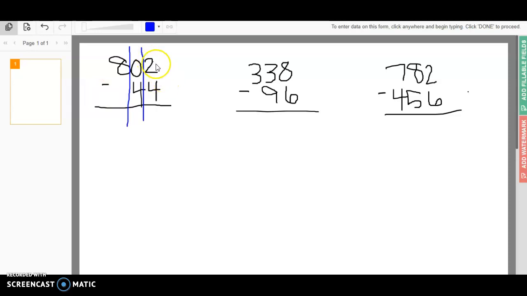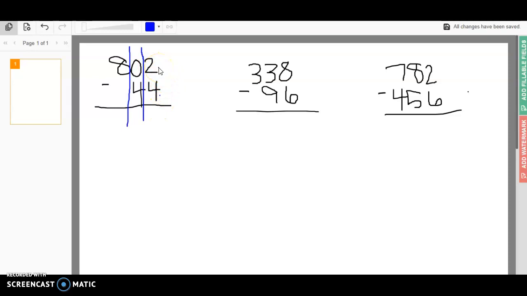We want to look and make sure that the number on top is more than the number on the bottom. The only way we can subtract is if the number on top is greater than the number on the bottom. So if I look here, I have 2 on top and 4 on the bottom. So can I subtract yet? I can't. 2 is smaller than 4, and that would give me a negative number, and we're not working with negative numbers yet, so I can't do that.